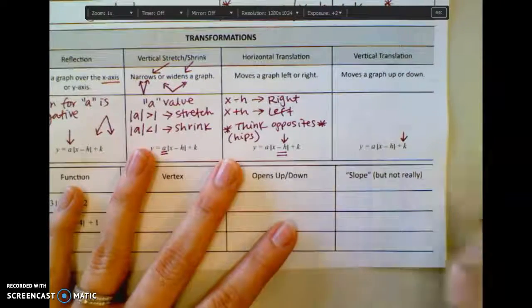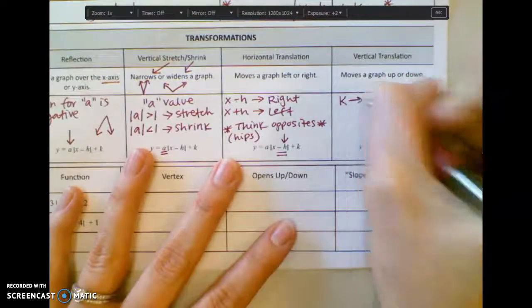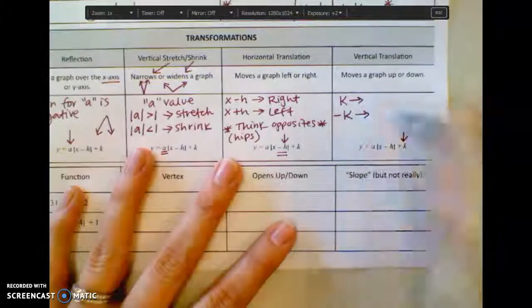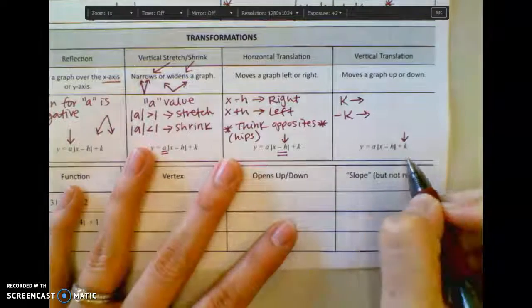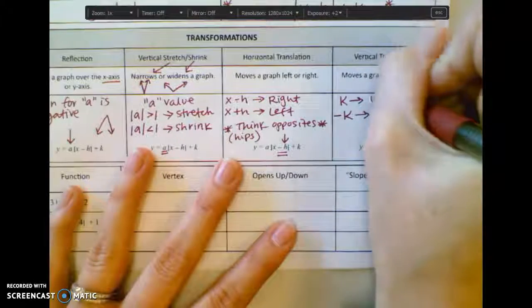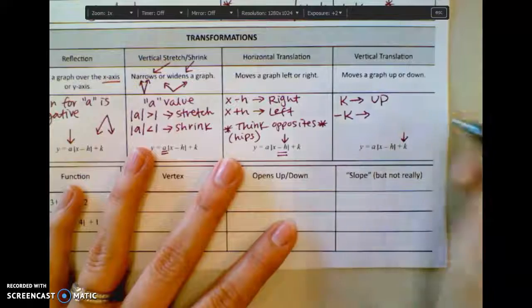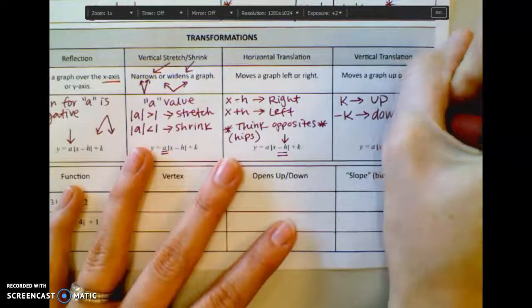All right, so for this one, a positive k tells us one thing, and a negative k tells us another. If I see plus k at the end of my absolute value function, that means I moved it up. If I see minus k, that means I moved it down.